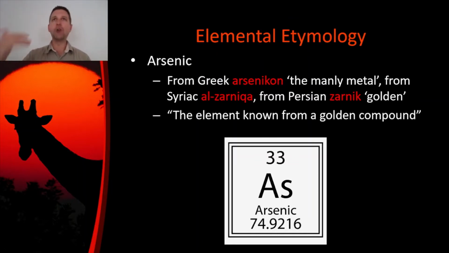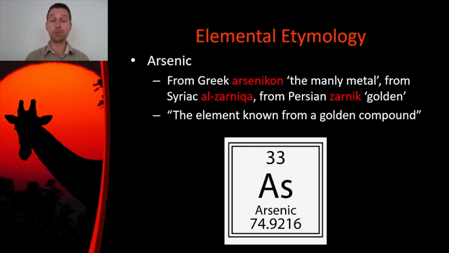Oftentimes it would be found in ores that were combined with sulfur, and sulfur is a yellow element, and so it got to be known as the golden element, or really not necessarily the golden element, but simply an element known from a golden compound. This is sort of a fine line that I'm making between elements that are known for a particular property and elements that are known for a particular property of a source.